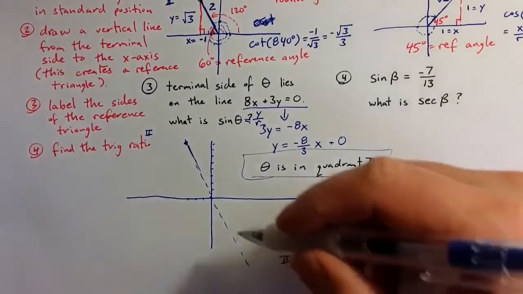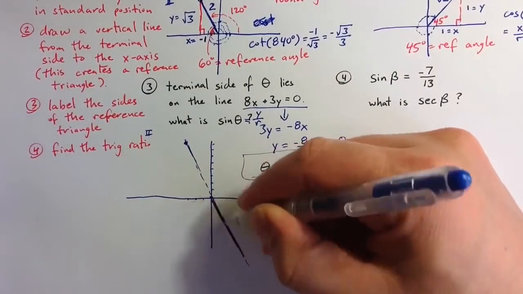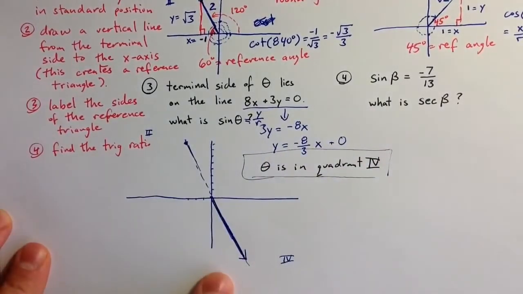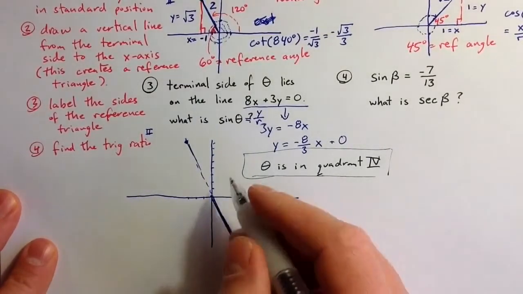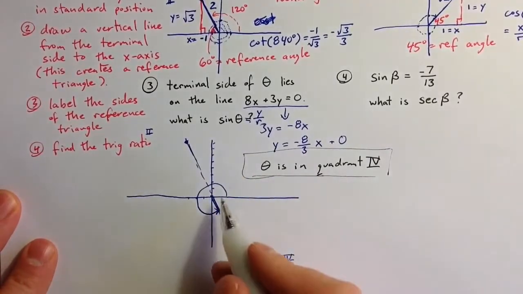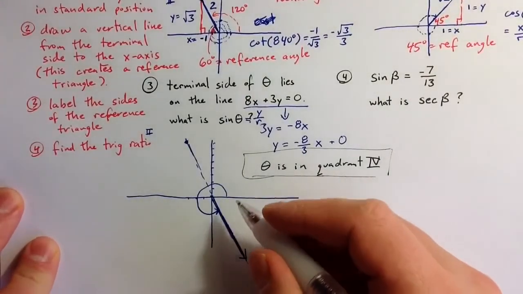So if we know that we're working in quadrant 4, that means that the terminal side is actually going to be on this side of the line down in quadrant 4. And we don't know exactly what the value of theta is. The smallest positive angle would be something like this, something a little bigger than 270 degrees, but smaller than 360 degrees. But we don't need to know that, because what I can do is think about what the slope of this line is.